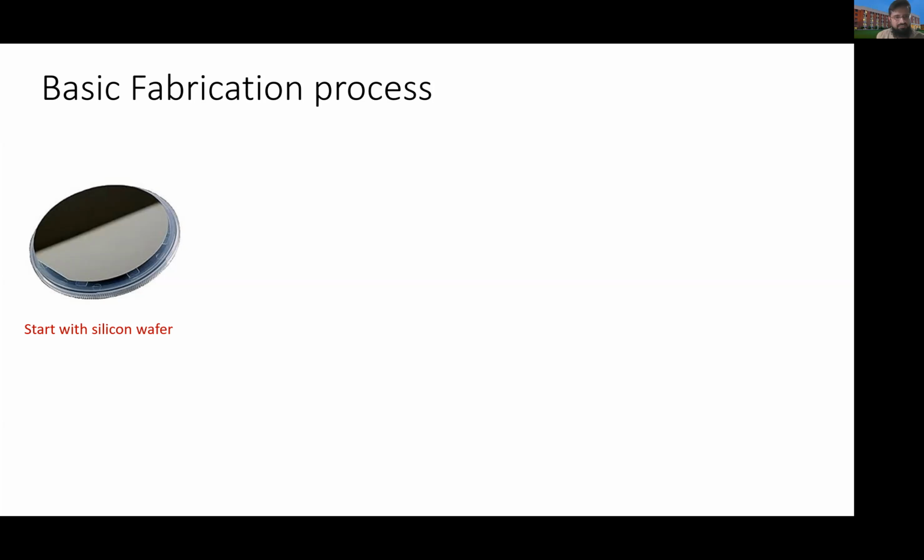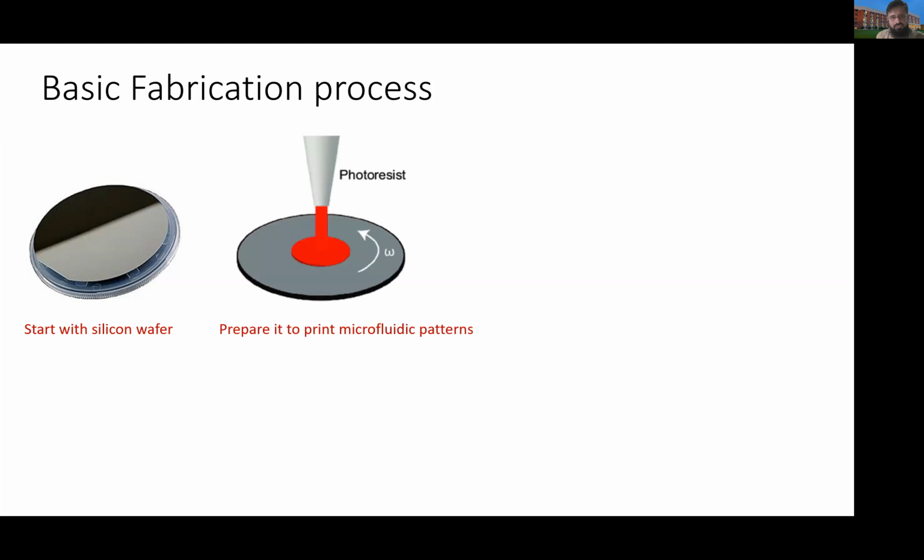So we start with a silicon wafer, and we put something called a photoresist material. This red thing is a photoresist material. We put it on the silicon wafer, and then we spin the wafer using something called a spin coater. The spin coater revolves it at high RPM, so the photoresist is evenly spread throughout the wafer. Basically, we are preparing to make those microfluidic patterns.